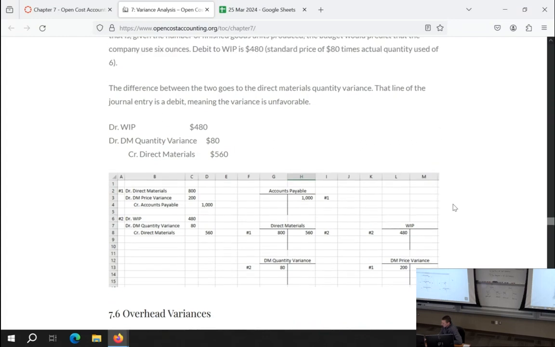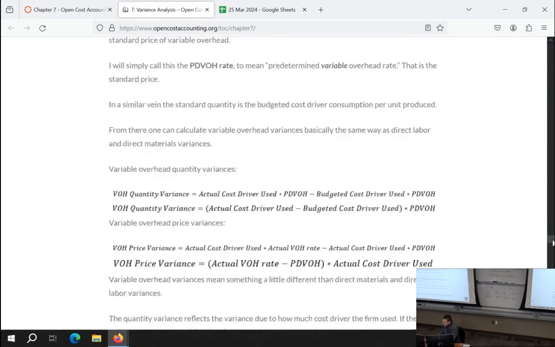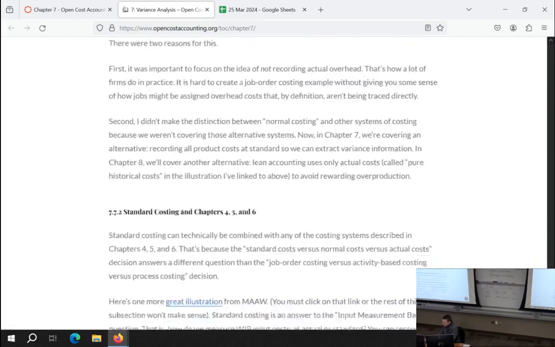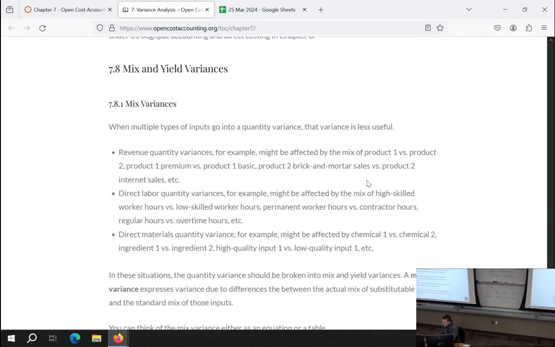All right. We're not going to go further in the chapter here because that's overhead variances. If you remember, that's for next week. And then if we go a little further down past overhead variances, we get to the mix and yield variances at 7.8. That's also next week.